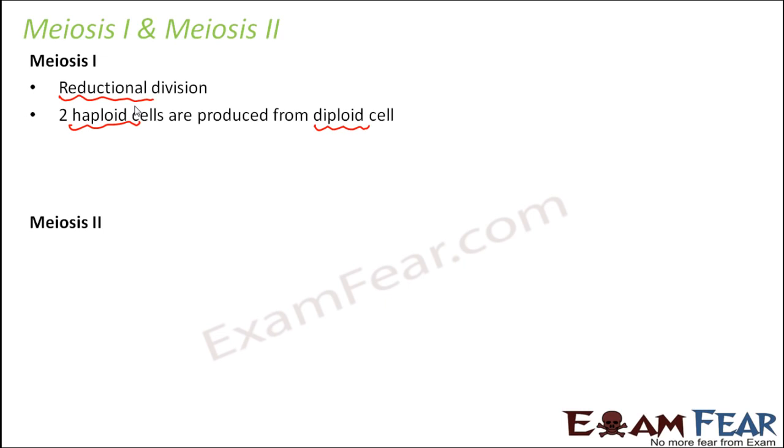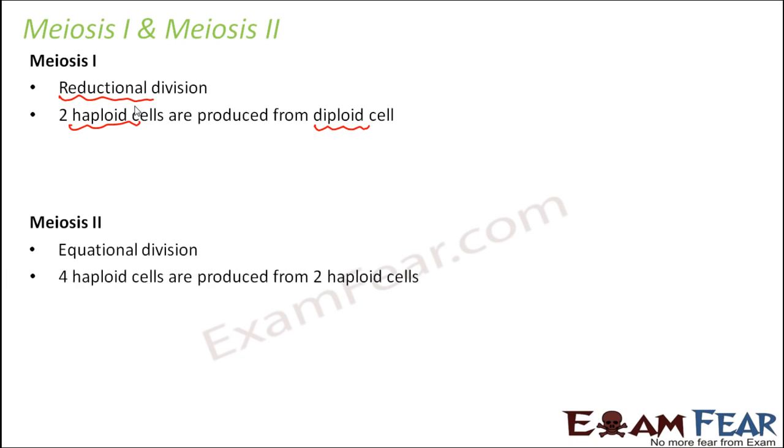Whereas when you talk about meiosis 2, it is very similar to mitosis. It is an equational division. Why? Because here 4 haploid cells are formed from 2 haploid cells. So it is like haploid to haploid. There is no change in the ploidy of the cell. So if it has n set of chromosomes, it still has n set of chromosomes.